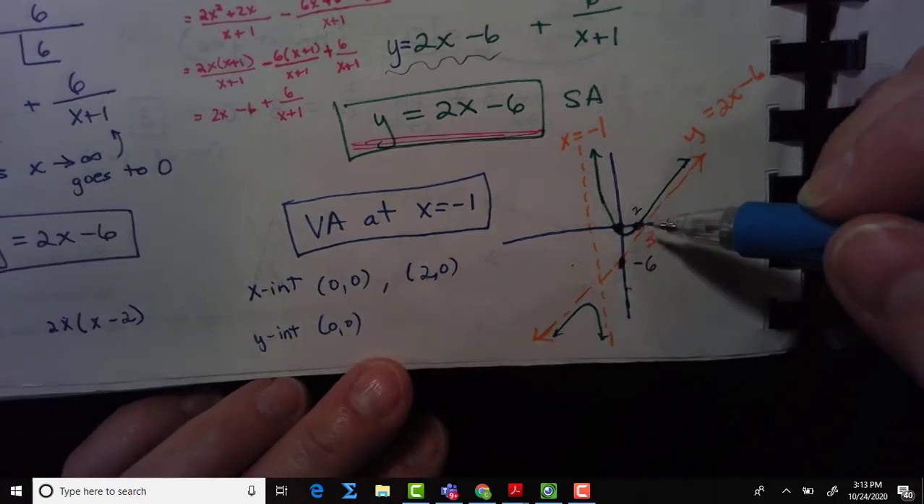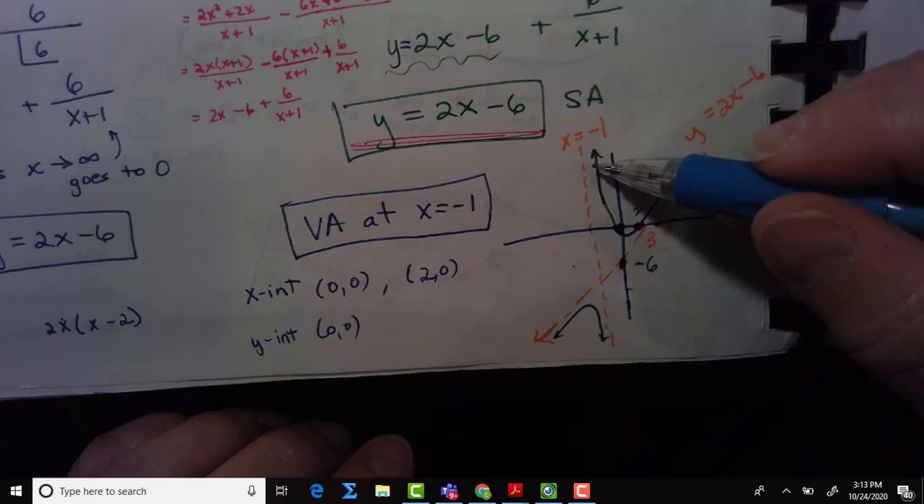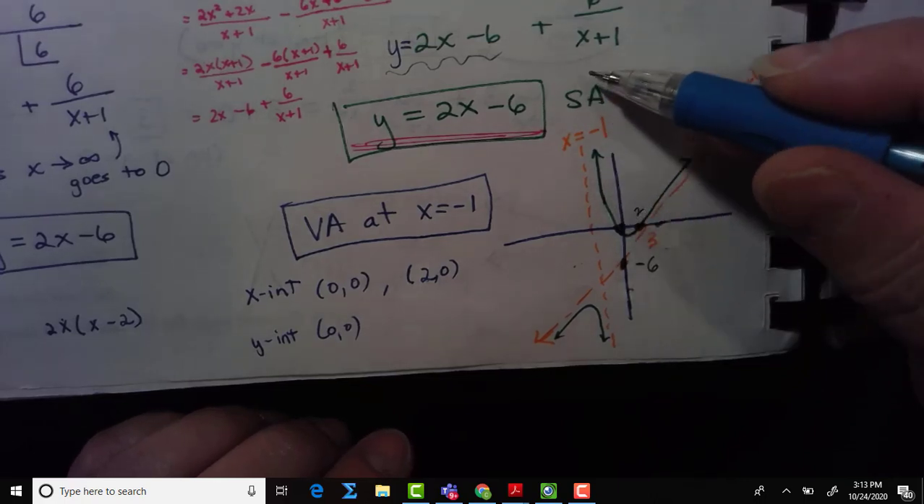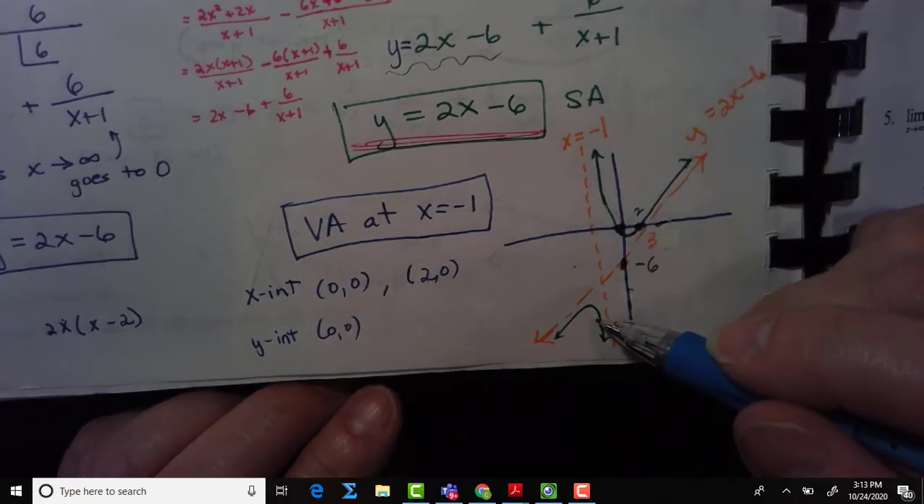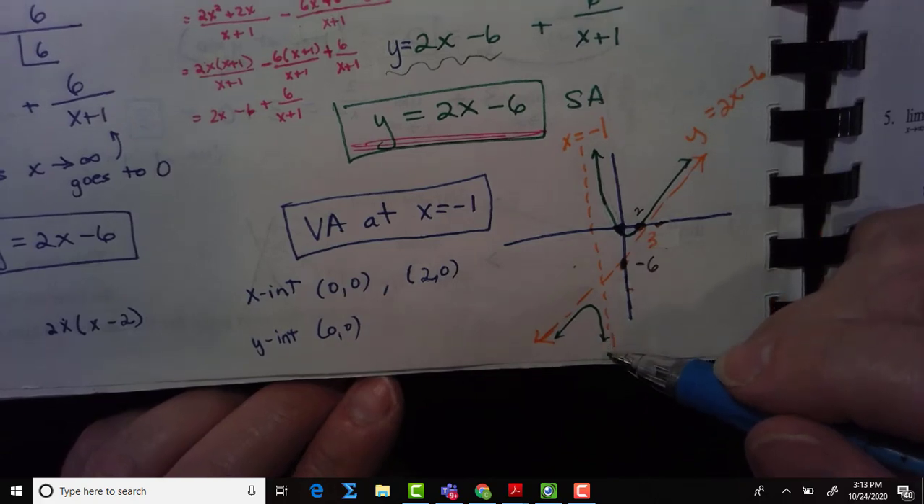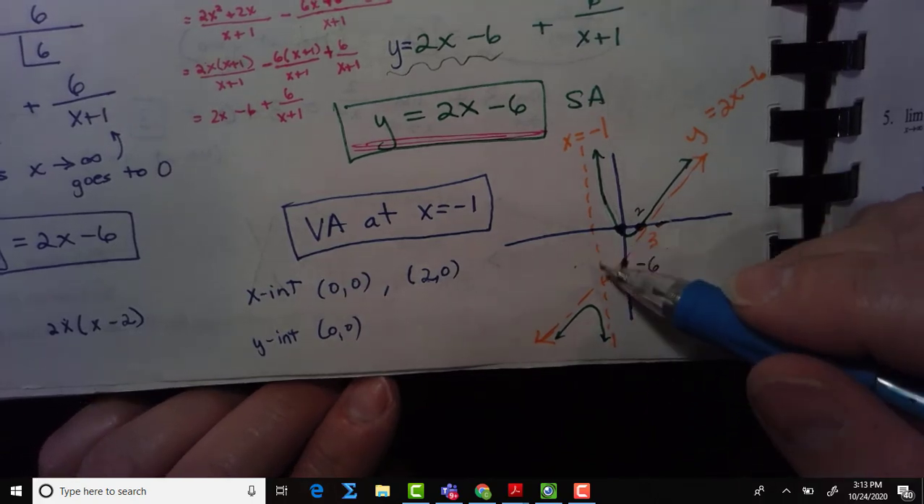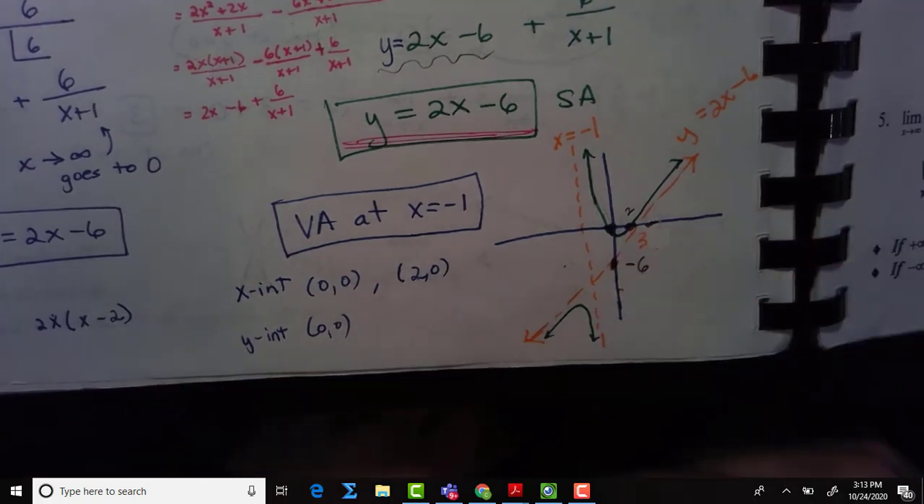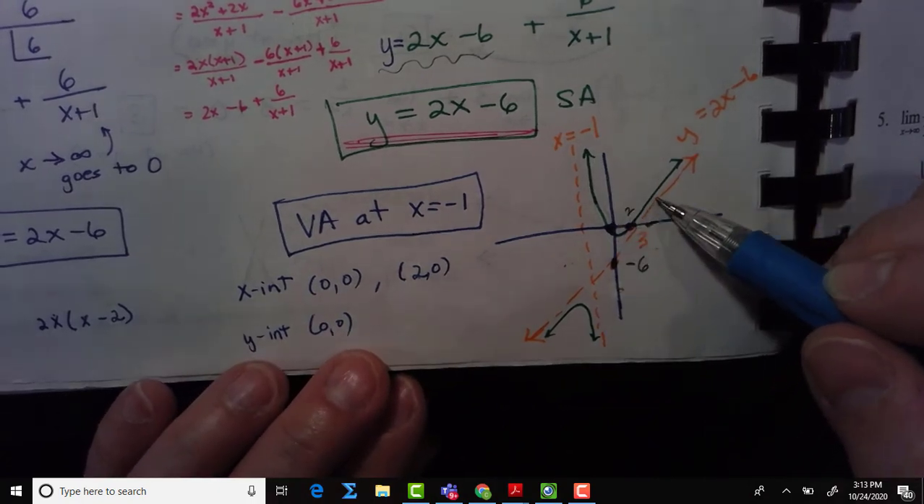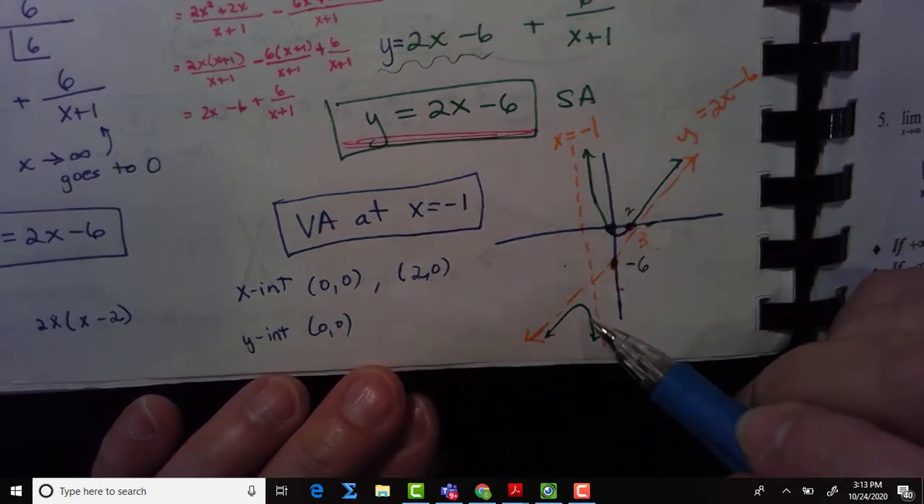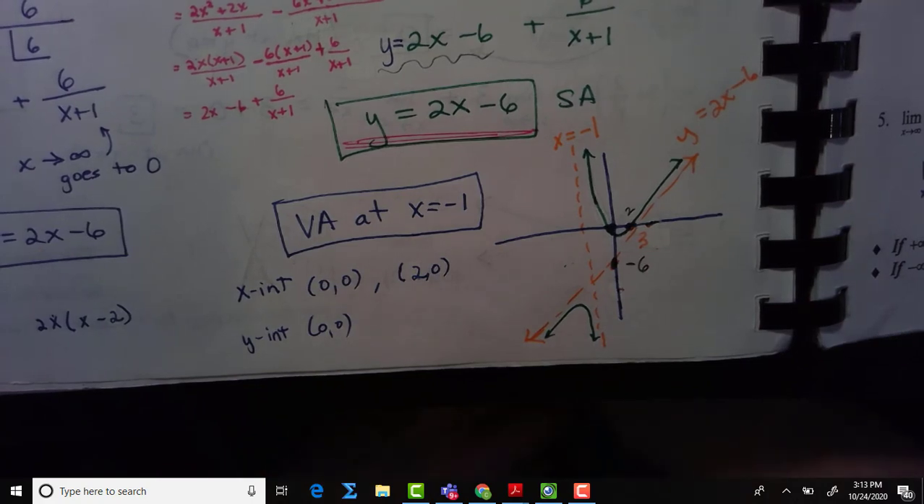And if I'm going to positive infinity as x goes to negative 1 on this side, then I have to go to negative infinity as x goes to negative 1 from the left side. And my function has to level out at this slant asymptote. So now you know more.